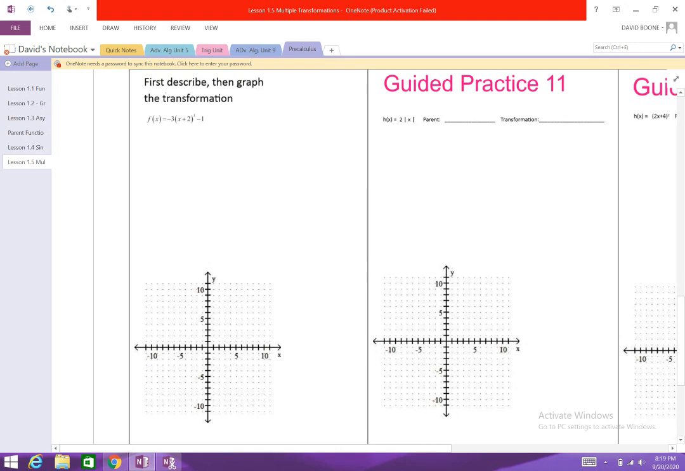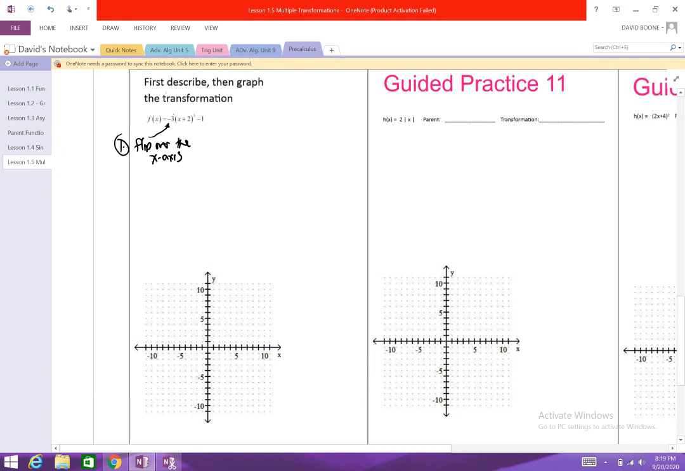So again, remember when we describe these transformations, we're going to talk about if there's any flipping first. And there certainly is. If I look right here, there's a little negative out front. So that negative out front tells me it's going to flip upside down, over the x-axis. So this is the first thing: it flips over the x-axis.